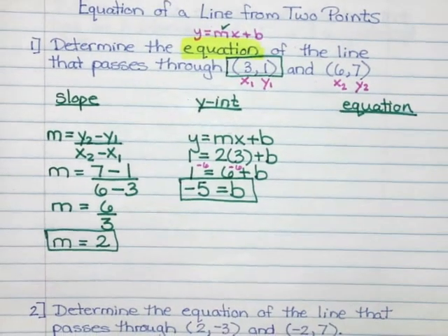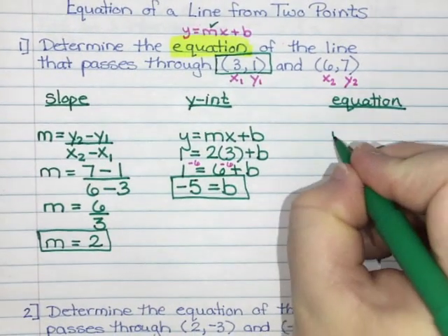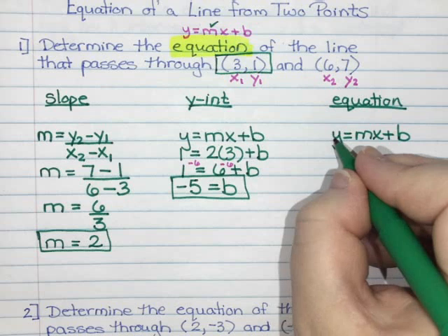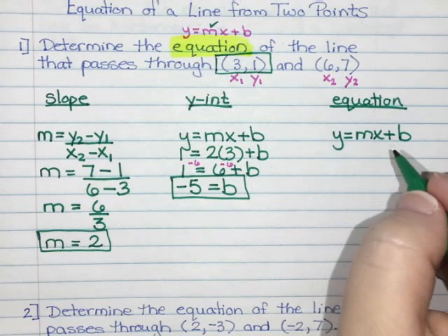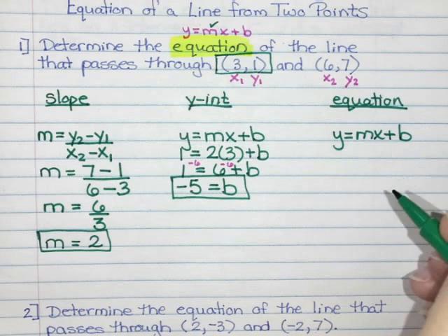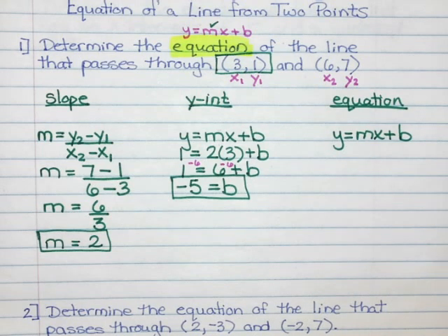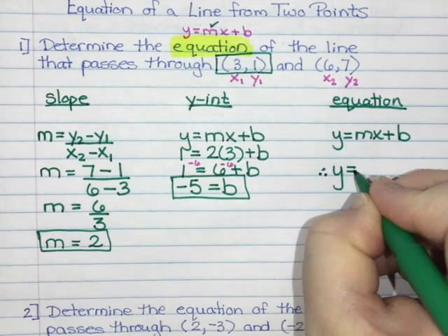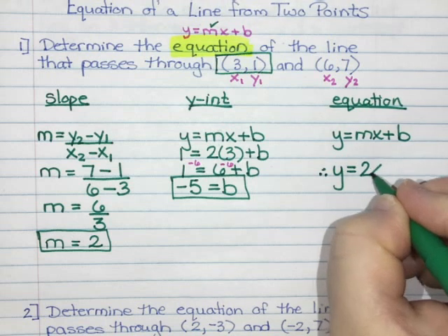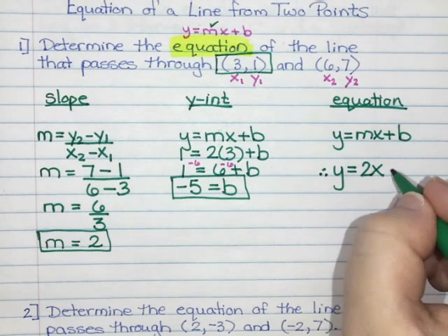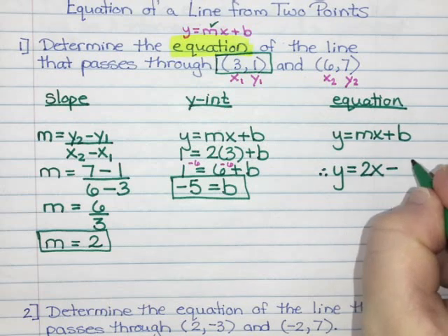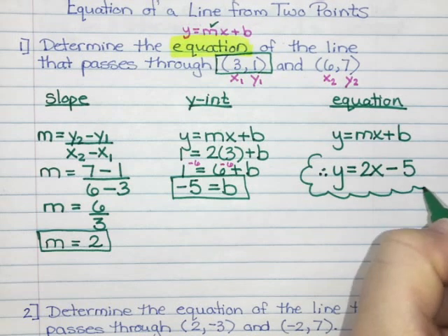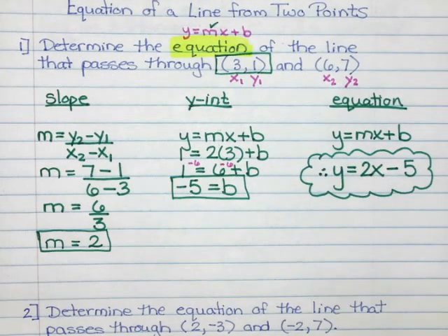So we're going to finish off with our equation. So the generic form is y equals mx plus b. I'm not going to put anything in for x and y. The whole point of an equation is to have the x and y there so that you can potentially calculate any point you want. So this is going to be y equals m, so 2x, and then plus b. Instead of doing plus -5, I'm just going to write minus 5. So our equation of a line is y equals 2x minus 5.